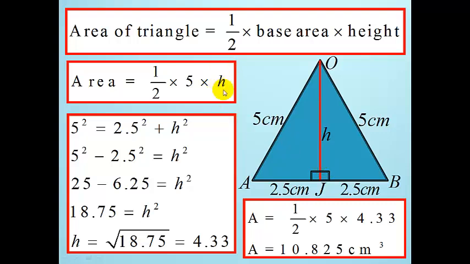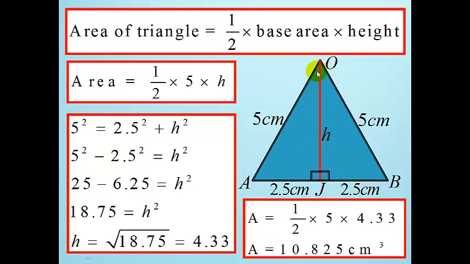So if the height is known, we now multiply by half times 5, and that will give us the area. But because the height is not known, it means we have to calculate for the height. And to calculate for the height, we have to draw a line from the vertex to the center of the line AB. And this is our height. So we consider part of the triangle, that is triangle either OAJ or OJB. We still get the same thing.